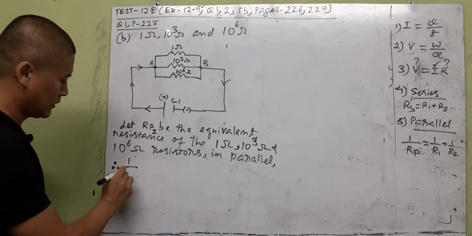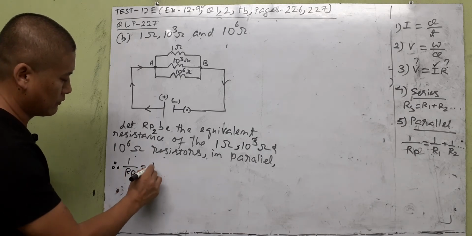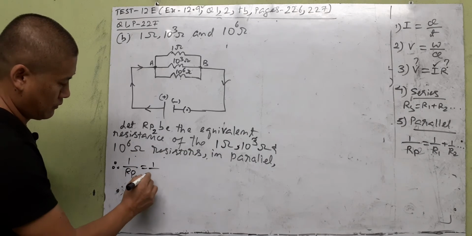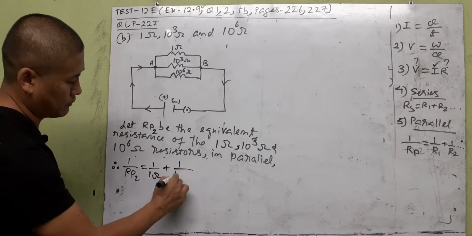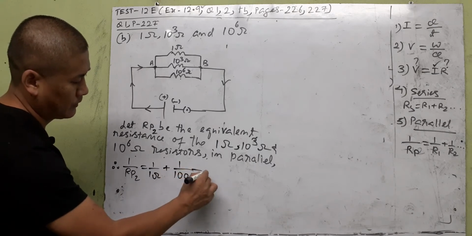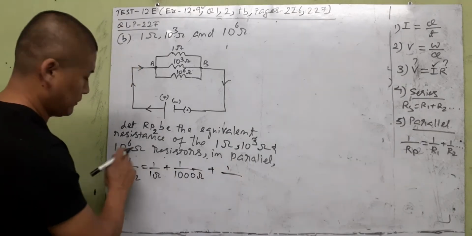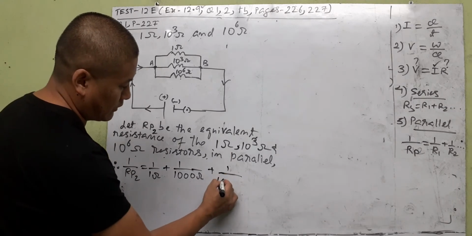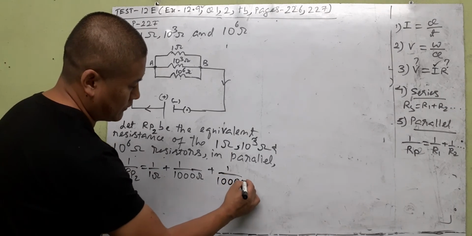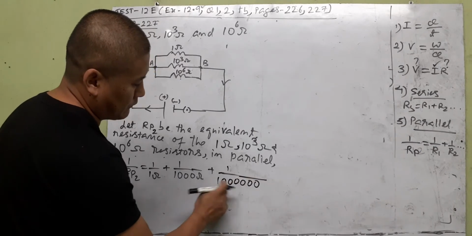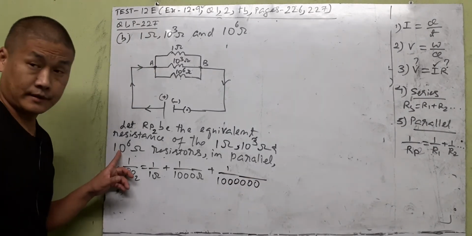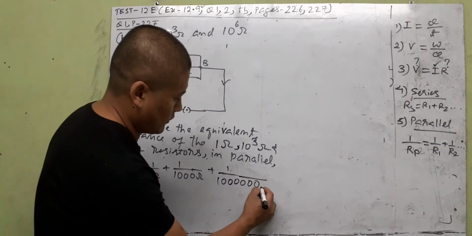1 by equivalent RP2 will be equal to 1 by the first one, 1 ohm, plus 1 by 10 to the power 3 ohm, plus 1 by 10 to the power 6 ohm. We know by now that 10 to the power 6 means 1 followed by 6 zeros: 1, 2, 3, 4, 5, 6. Do not forget to put ohms.